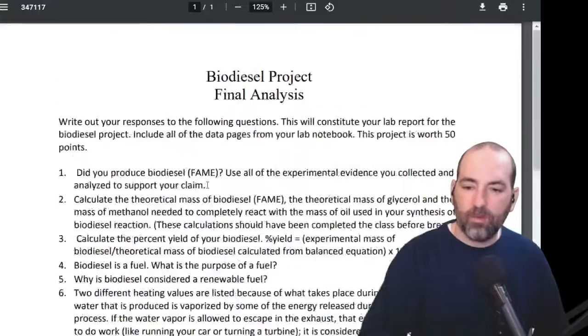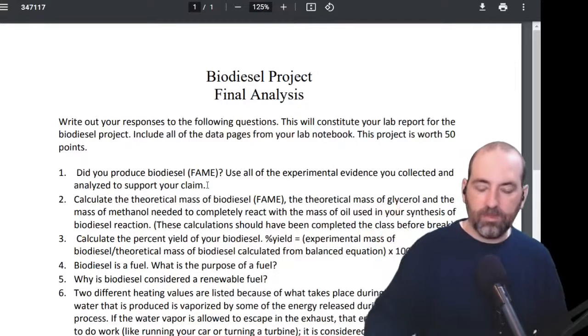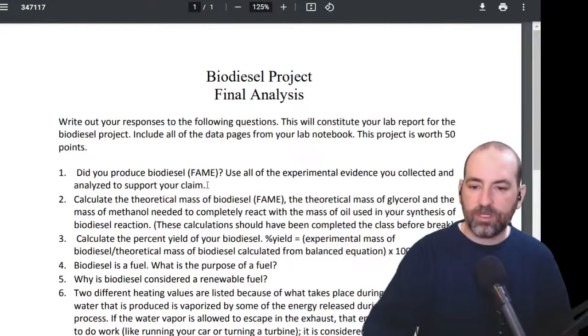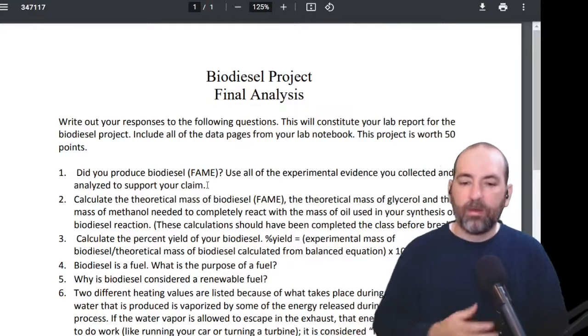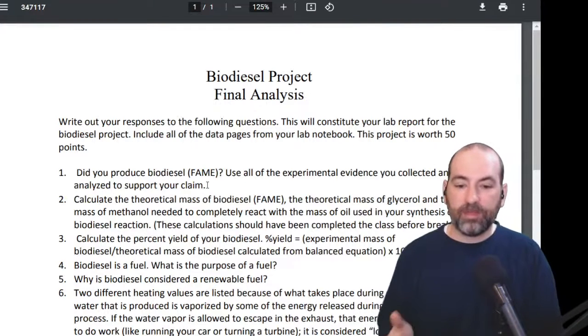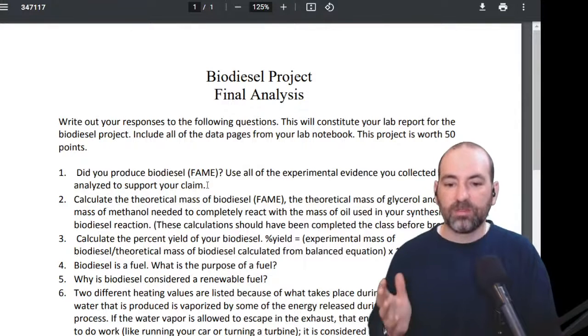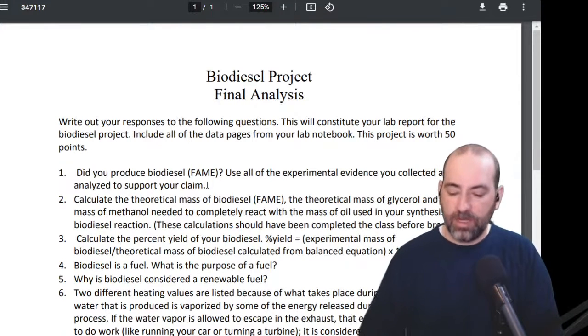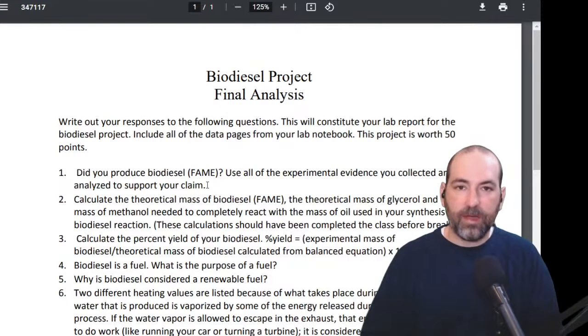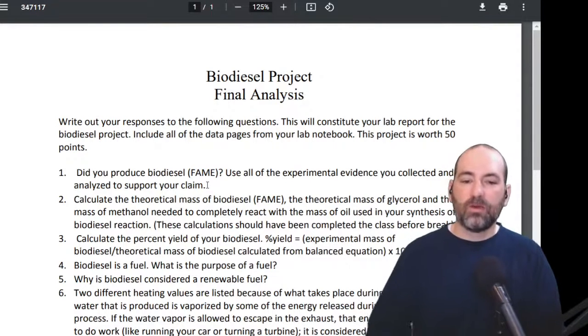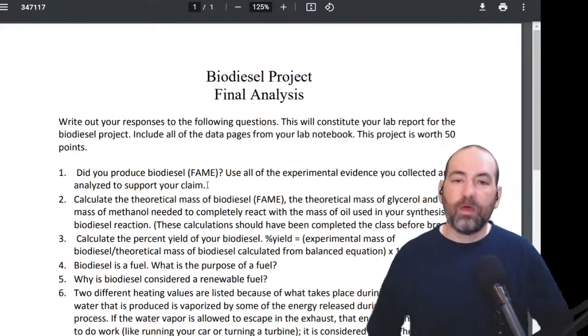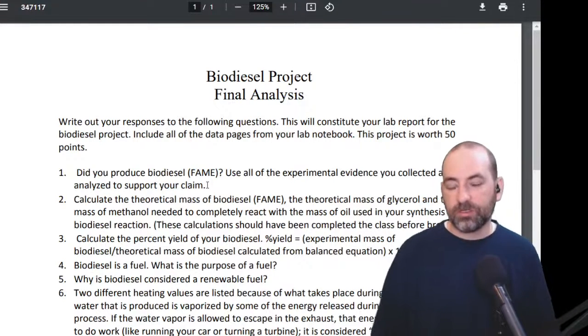And remember, number 1 is a very short, simple question. Did you produce biodiesel? But it should have a pretty big involved answer. Use all of the experimental evidence you collected and analyzed to support your claim. So everything that you did, all the testing, everything as part of that biodiesel analysis, those results should be dealt with in number 1.